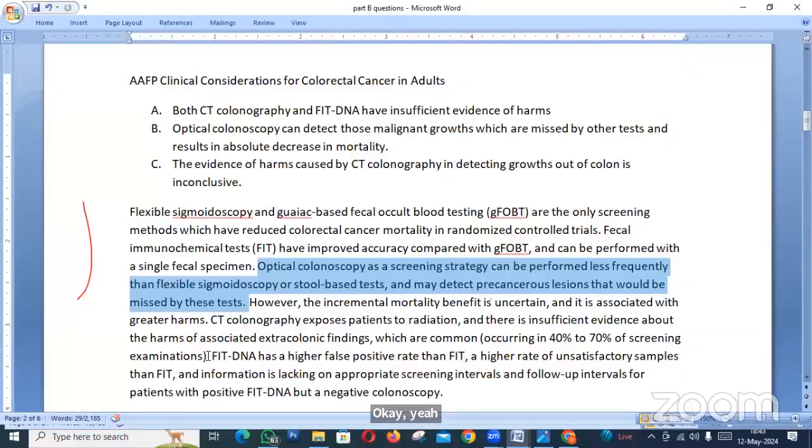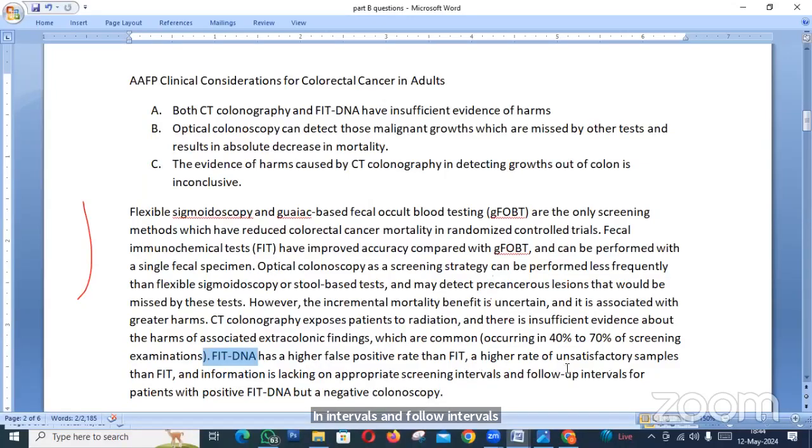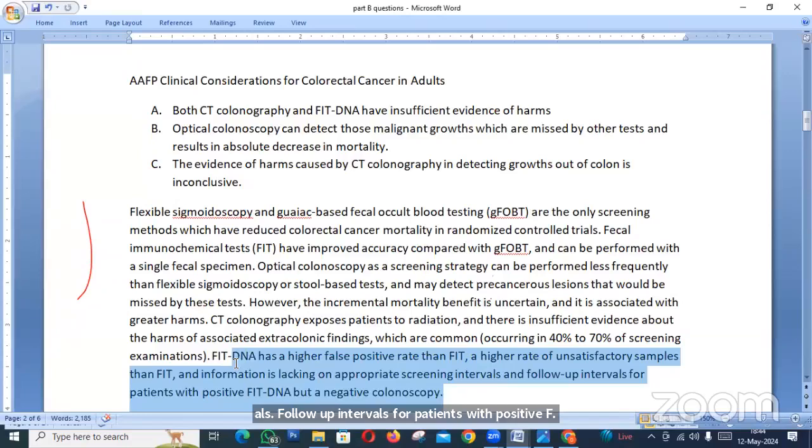Let us see. FIT DNA is not given before that. It starts from here. A higher false positive rate, then a higher unsatisfactory rate of unsuspected samples. Information is lacking on appropriate screening intervals and follow-up intervals for patients with positive FIT DNA but negative colonoscopy. So if you see throughout the text, FIT DNA starts only in the last sentence.